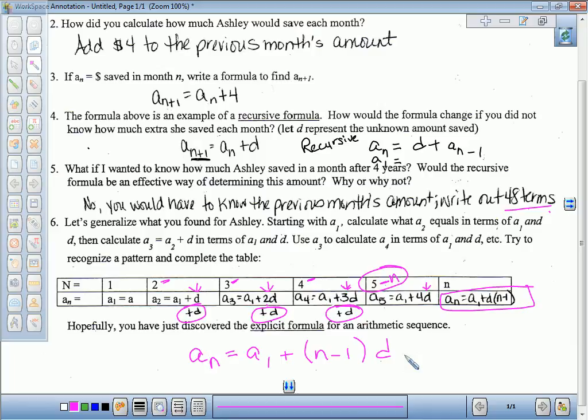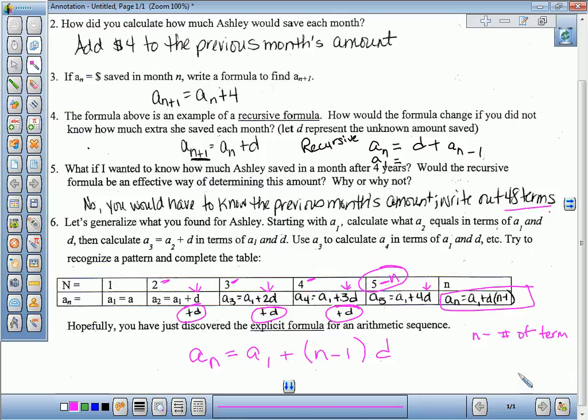All right, questions about that? What does n stand for? N is the number of the term. Like first term, n would be 1. Second term, n would be 2. Third term, n would be 3. Fourth term, n would be 4. Okay.